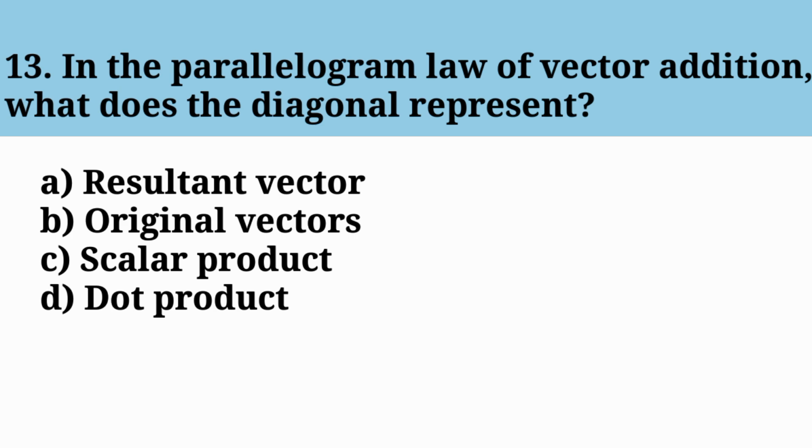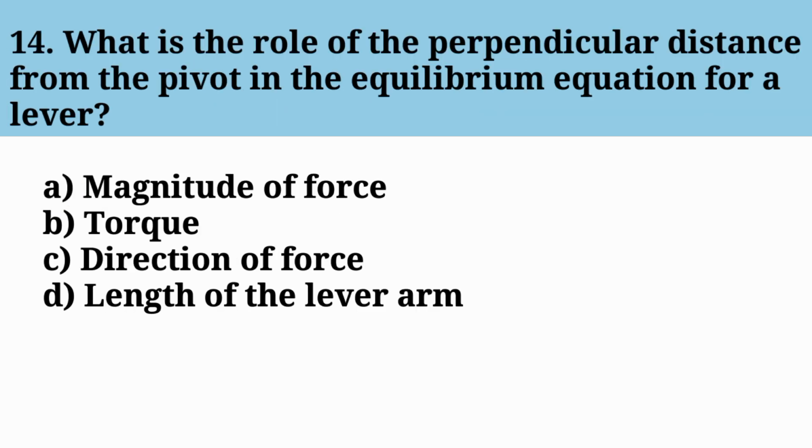In the parallelogram law of vector addition, what does the diagonal represent? Option A, resultant vector is the correct option. What is the role of the perpendicular distance from the pivot in the equilibrium equation for a lever? Torque is the correct option.